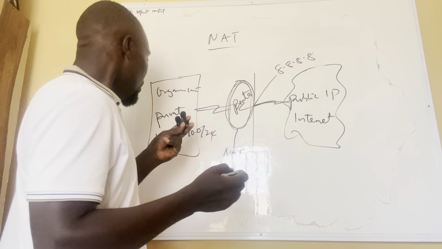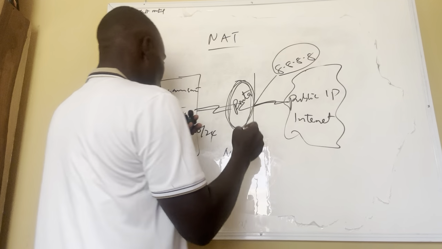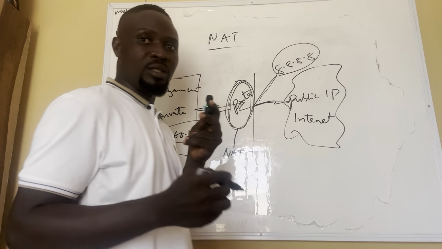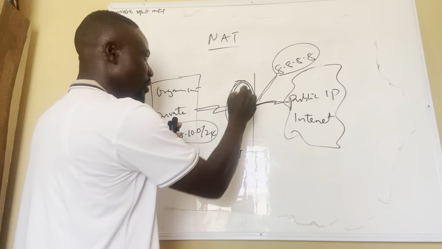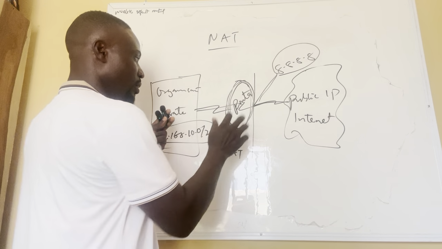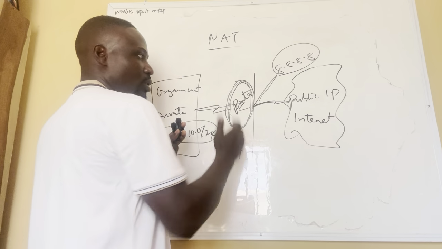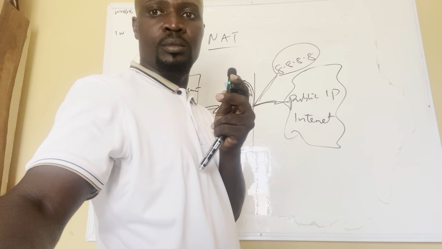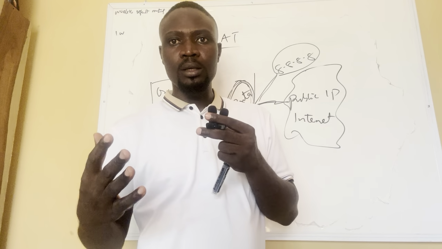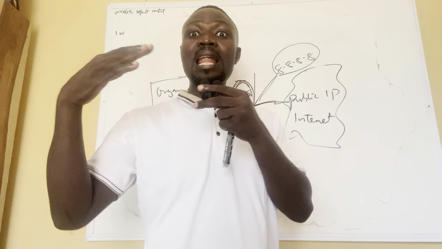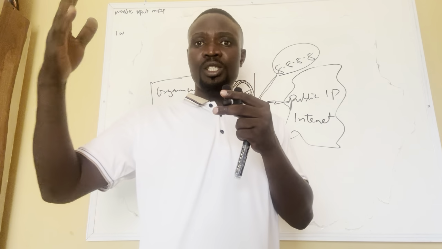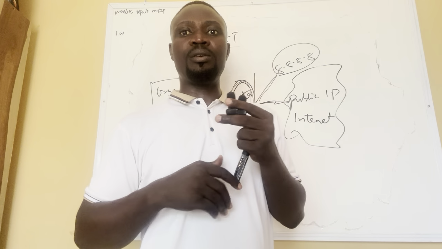So now this 8.8.8.8, you are able to map it to this internal IP address in order for you to reach the internet as a result of NAT being configured on this router in your organization. Okay? So if we are to define NAT, NAT is that technique or technology that allows your organization to use private IP addresses in order to reach the internet through a public IP address.